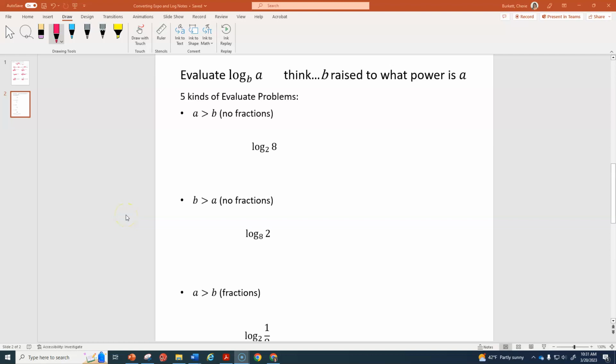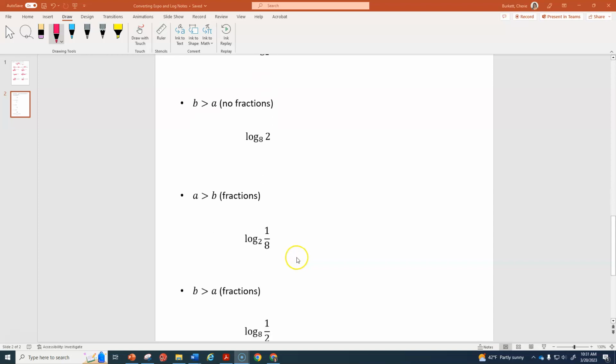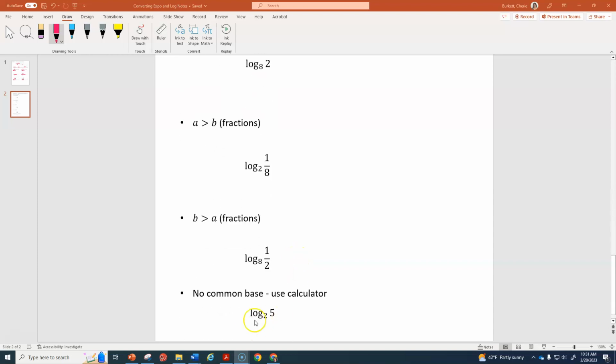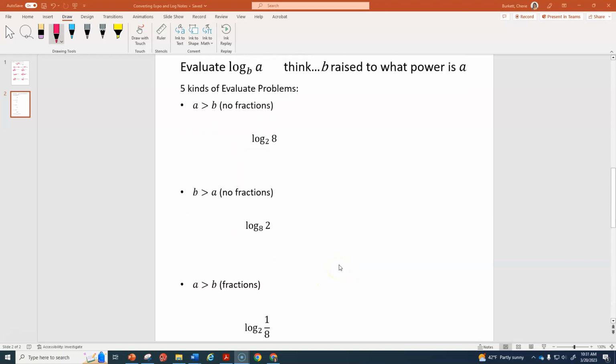Now, once we've learned to convert, I'm going to ask you to be able to evaluate the value of a log. There are 5 kinds of evaluate problems, those where we want to do mental math, and those are the first 4 examples right here. And then there's the kind where you're just going to have to use a calculator. But I'm going to show you how to handle the mental math ones.